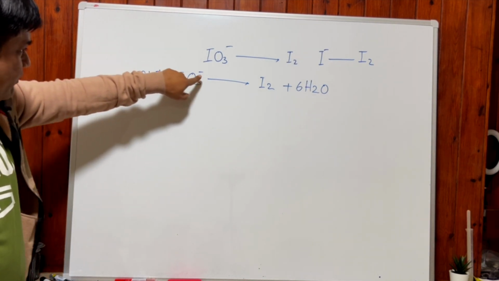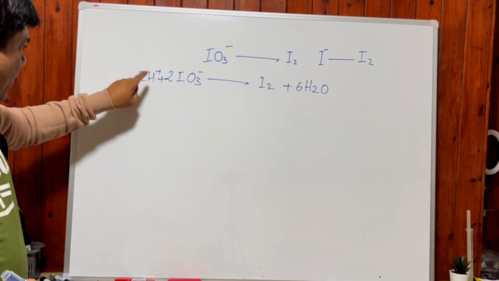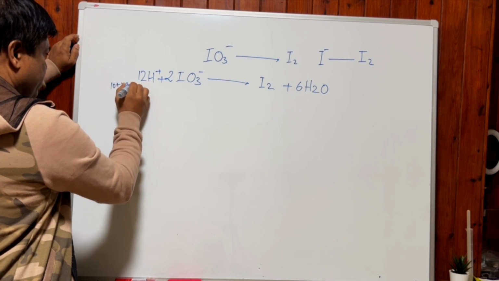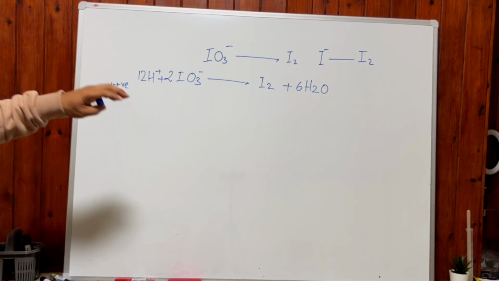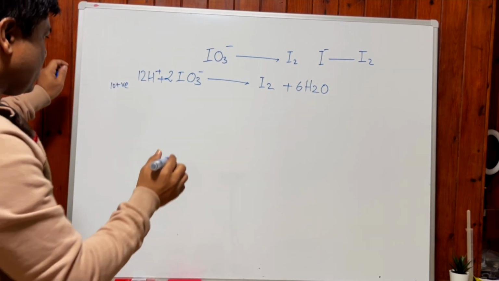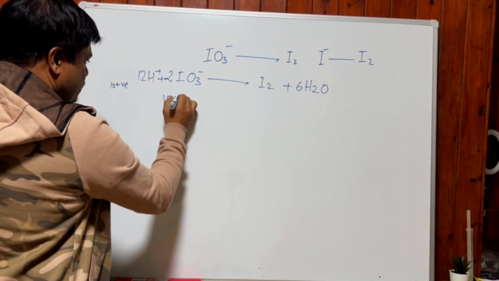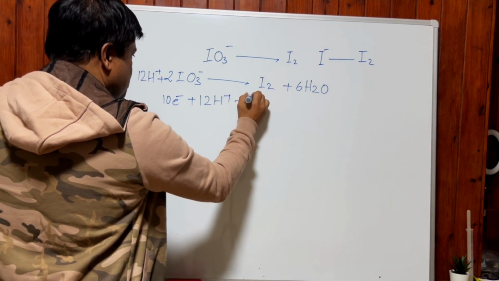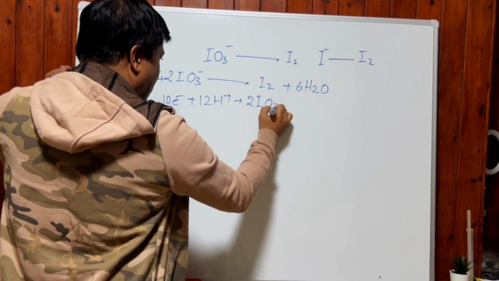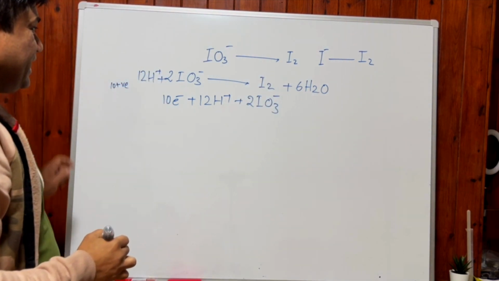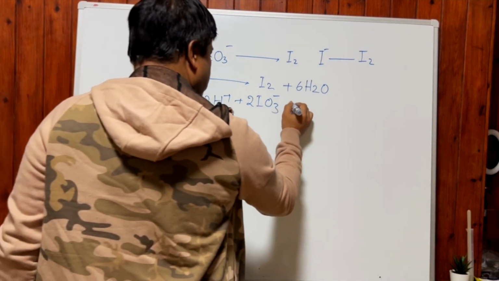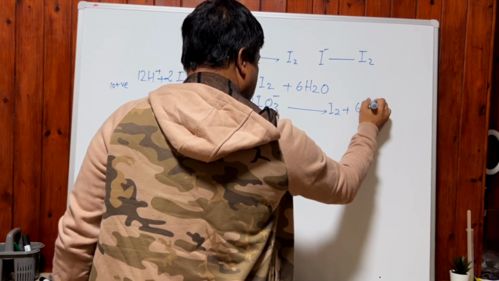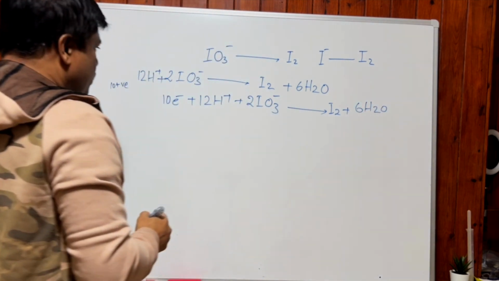Now 12 positive, take away 2 negative. So 10 positive charges. Those 10 positive charges are balanced by using 10 electrons. Add 10 electrons. 10 electrons plus 12H plus plus 2IO3 minus, iodate ion, becomes I2 plus 6 H2O water molecules.